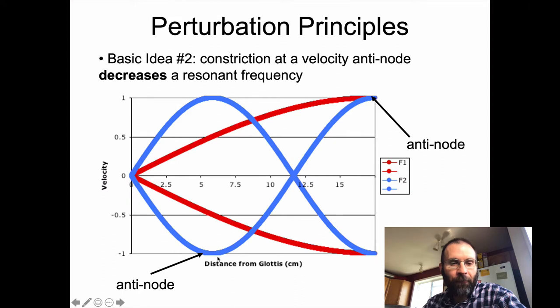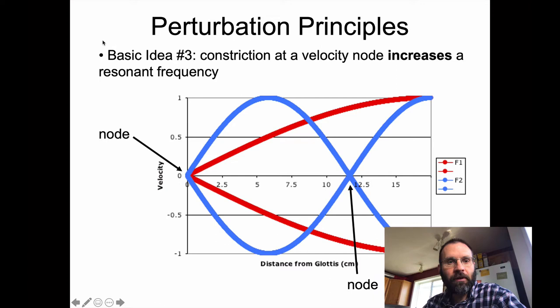If you constrict at or near this other antinode for F2 in the pharyngeal region, about 5 or 6 centimeters from the glottis, that will also decrease F2, but not so much F1, because you're at the halfway spot for F1. The flip side is that if you constrict at a velocity node, like at the glottis or at the palate for F2, that's going to raise your formant frequency. So constricting at the glottis should raise both F1 and F2, as in an "ah" vowel. And you can also raise F2 if you constrict at the palate, like for "ee". That's basically how it works.